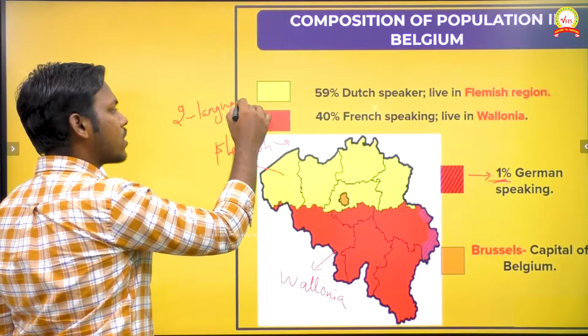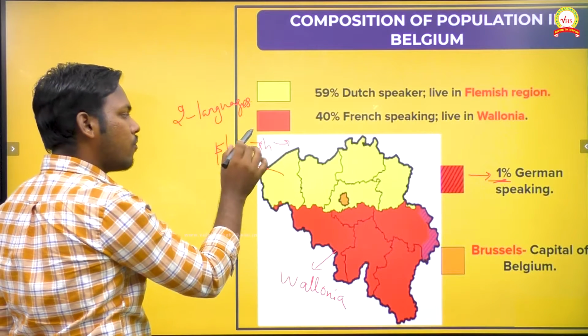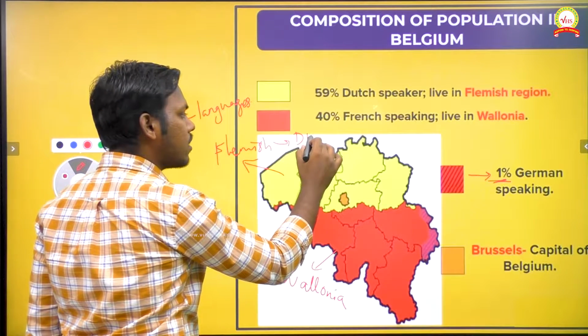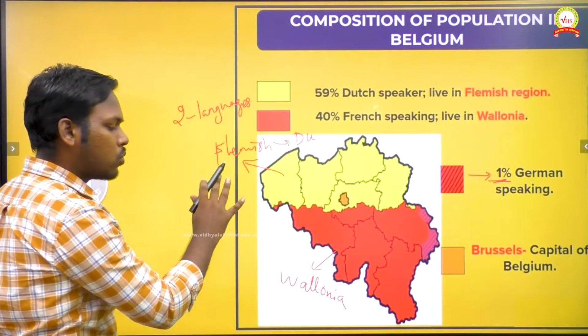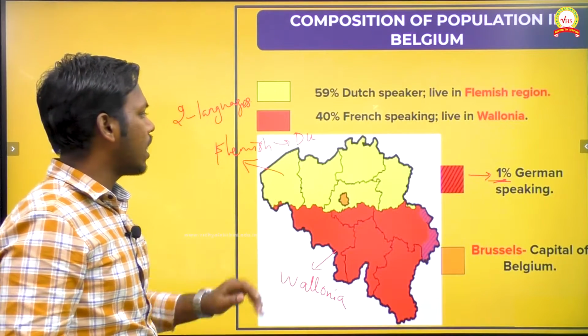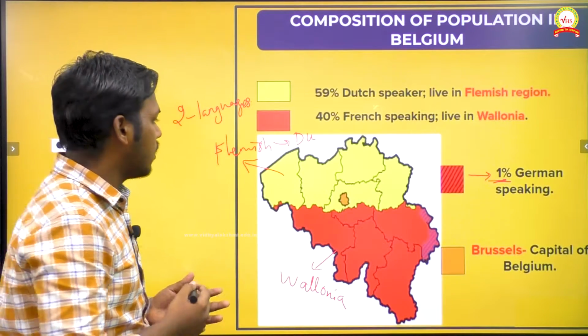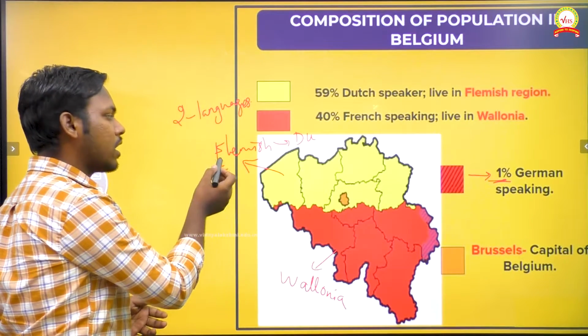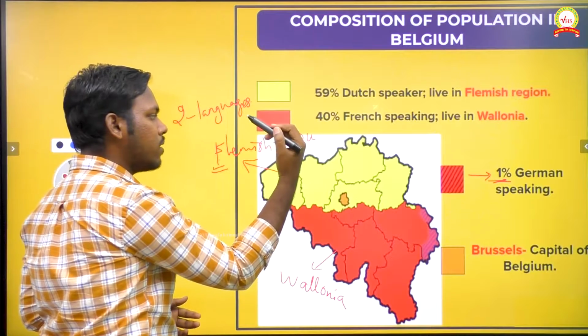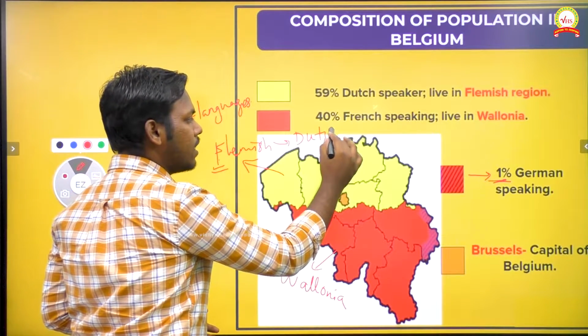So what are the languages? That is Dutch and French. So two different regions and two different languages. I am sure this is what I used to keep in my mind. In the Flemish region, F, again F won't come, so definitely the language will be Dutch.